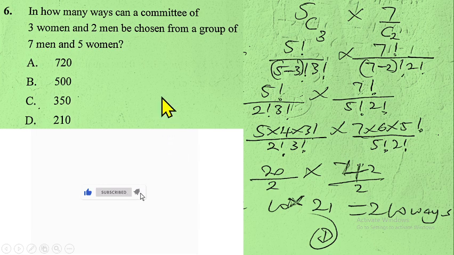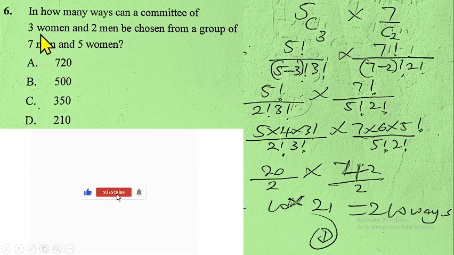Question number 6 is from permutation and combination, but for this question it's from combination, not permutation. In how many ways can a committee of 3 women and 2 men be chosen from a group of 7 men and 5 women? Since there is no tie, you are not given that there is a tie, so it's for combination. But if there is a tie, then you can say it's for permutation.